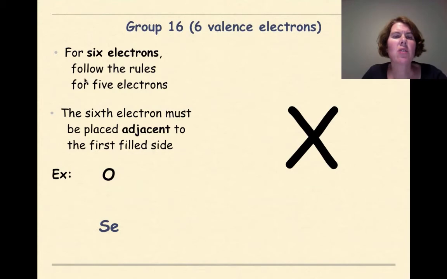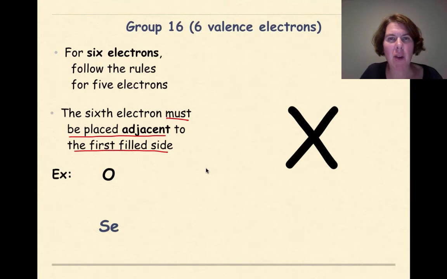For 6 electrons, follow the rules for 5 electrons, but the 6th electron must be placed adjacent to the first filled side, and I am adamant about this with my students. Other people might be like, it really doesn't matter, but for me, especially when we get into the bonding of a water molecule and the shape of a water molecule and ultimately why it's going to be polar, which you're going to learn about later, water's got to be bent. It's got to be a polar molecule.